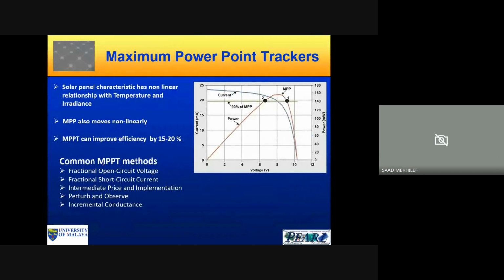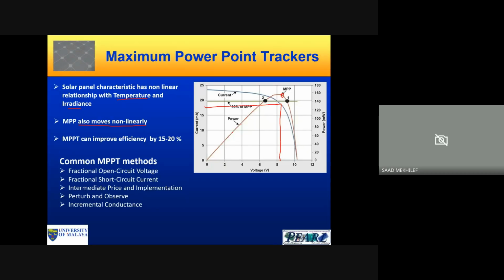Okay, let's go back to this. The relationship between temperature and irradiance changes the MPP non-linearly. You can see the power curve here. We can operate at this point, this point, or this point, but there is only one point, which is the MPP, here. And this MPP gives you the VMP and IMP.